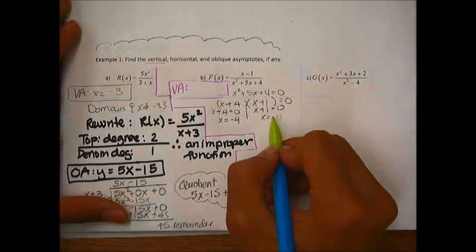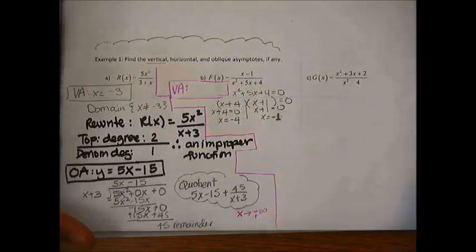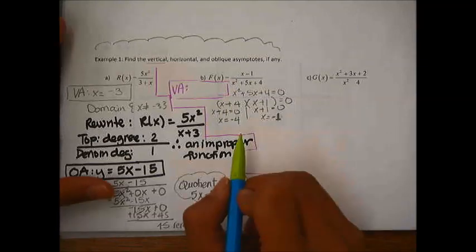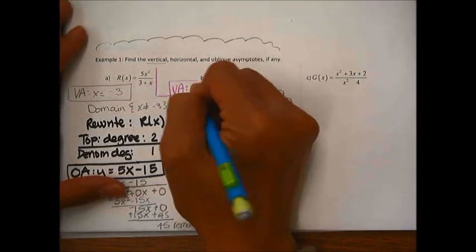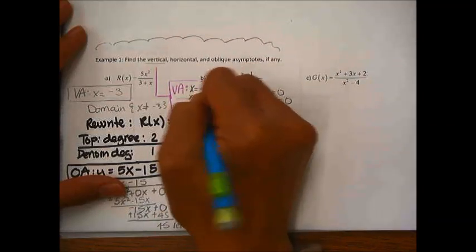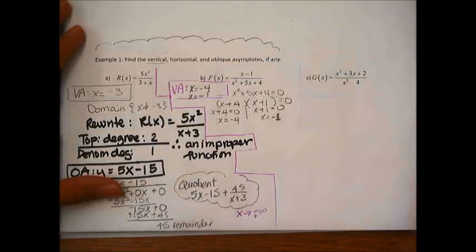So look, I have two VAs. There is no limit to how many VA we can have. We can have as many as the function gives us. So the VAs are x equals negative 4, and yes, you are required to write x equals. It's a line. Asymptotes are lines. So x equals negative 1 and x equals negative 4.